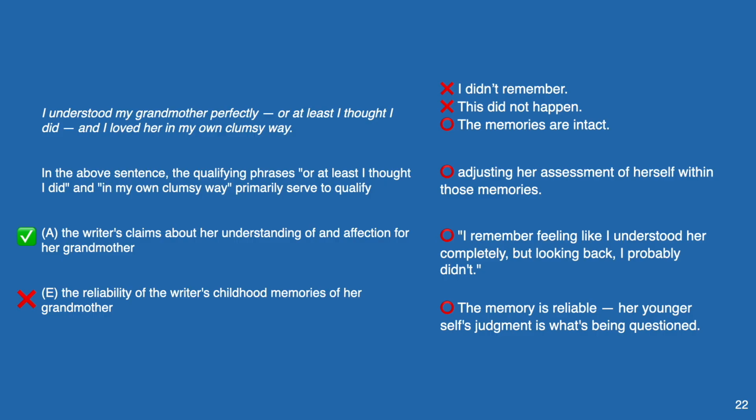Think of it this way. If you watch a home video of yourself at age 5 confidently explaining how airplanes fly, the video is reliable. That definitely happened. But your 5-year-old explanation of aerodynamics, probably not accurate. You'd qualify your understanding, not the reliability of the video. That's exactly what the writer is doing. She trusts the memory, she just doesn't trust her childhood self's ability to fully understand what was happening in it. That's choice A, modifying a claim about understanding, not choice E, questioning whether the memory is real.